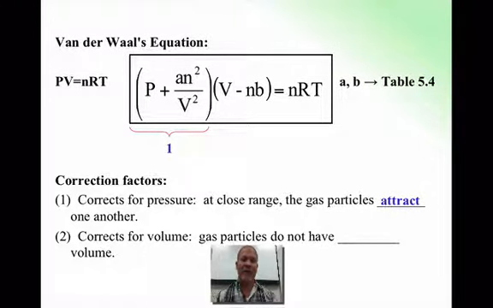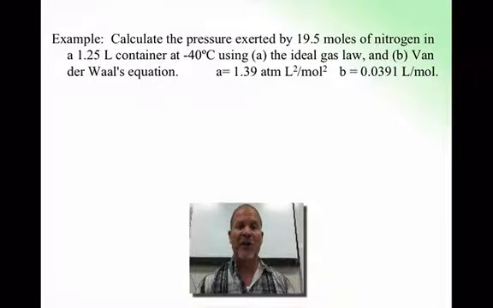Also, we have to make an addendum for the volume because gas particles now are no longer negligible. So now the volume is minus moles times your B. Now you get A and B from table 5.4, and I will actually provide those for you on the test. So let's actually look at this equation, do a comparison between PV equals nRT and our modified.